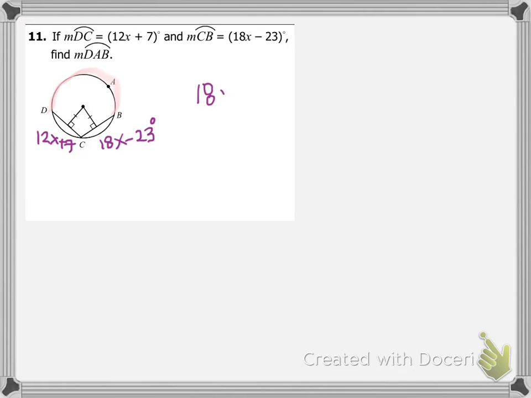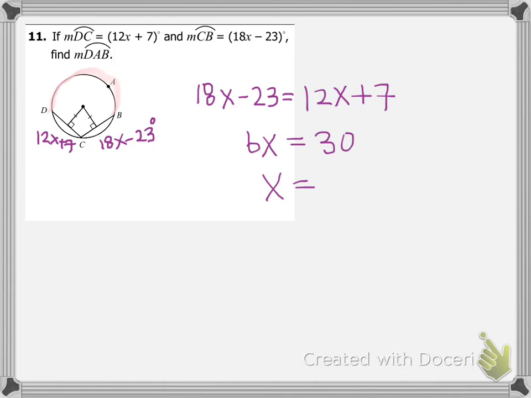So 18x minus 23 is going to be equal to 12x plus 7. So if I solve here, subtract 12x, so that's going to be a 6x. Add your 23, so that's going to be a 30. Divide both sides by 6, so x here is going to be equal to 5. Okay?